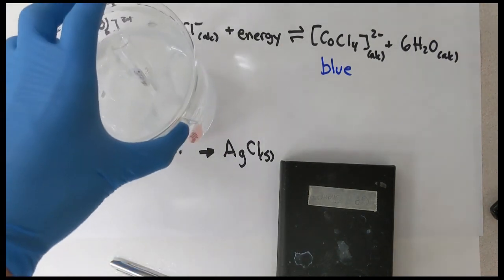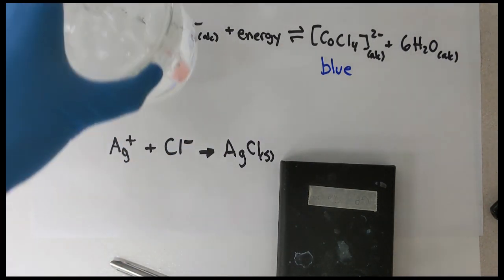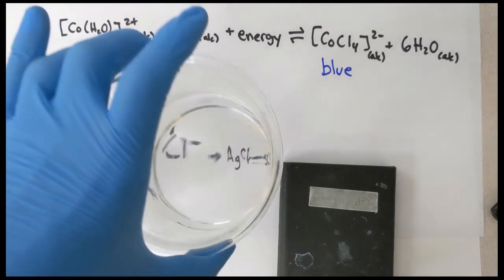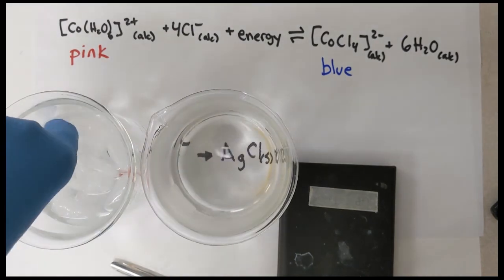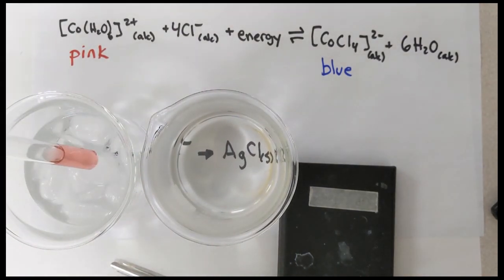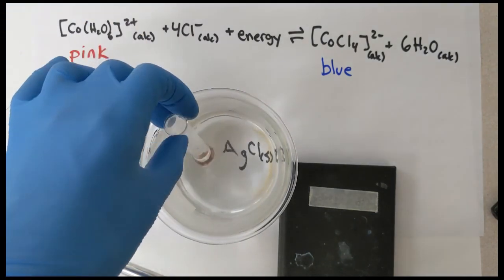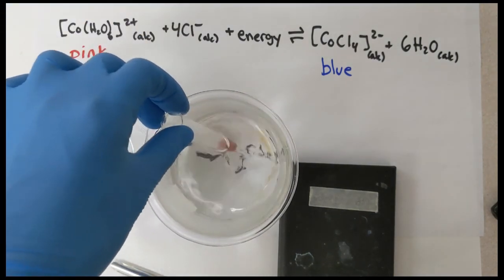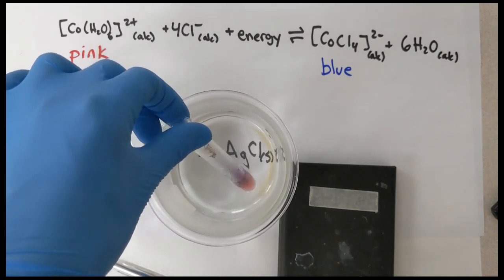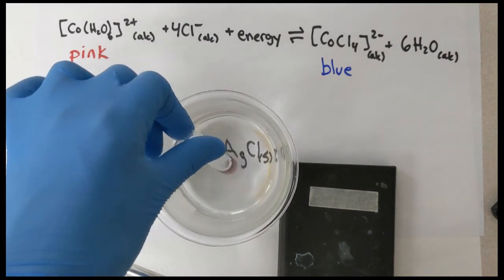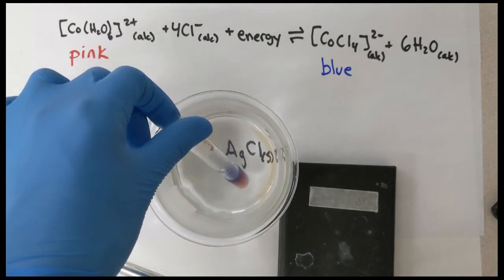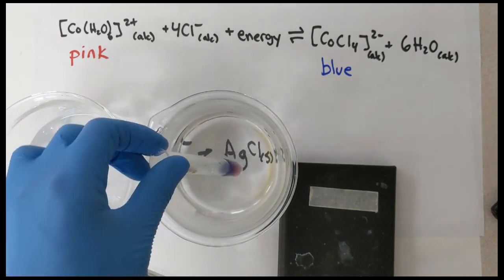The other thing we can change with this equilibrium system is the temperature. I have two beakers here. I have one of cold water, and I also have one with hot water. When I put this test tube in the cold water, it appears more pink. When I put it in the hot water and I give it time, so I'll mix it around, it's slowly becoming more blue. So the temperature actually changes what side the equilibrium lies on as well.